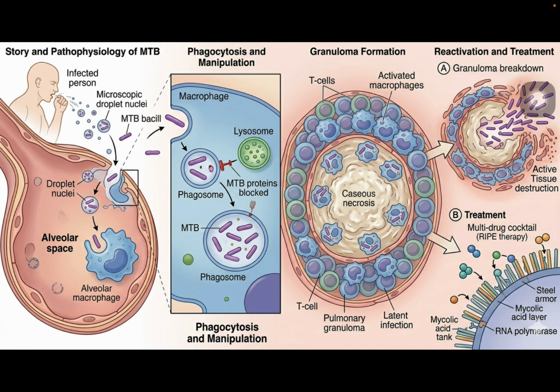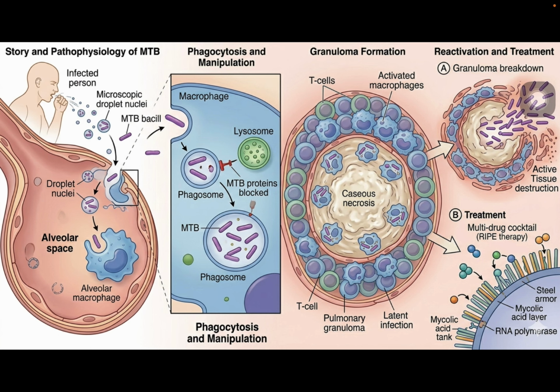The host response organizes around the infection. The central caseous necrosis is surrounded by a dense layer of activated macrophages, which in turn is ringed by a perimeter of T cells. This structure walls off the bacteria, creating a state of latent infection within the pulmonary granuloma. The outer ring attempts to keep the internal chaos contained.